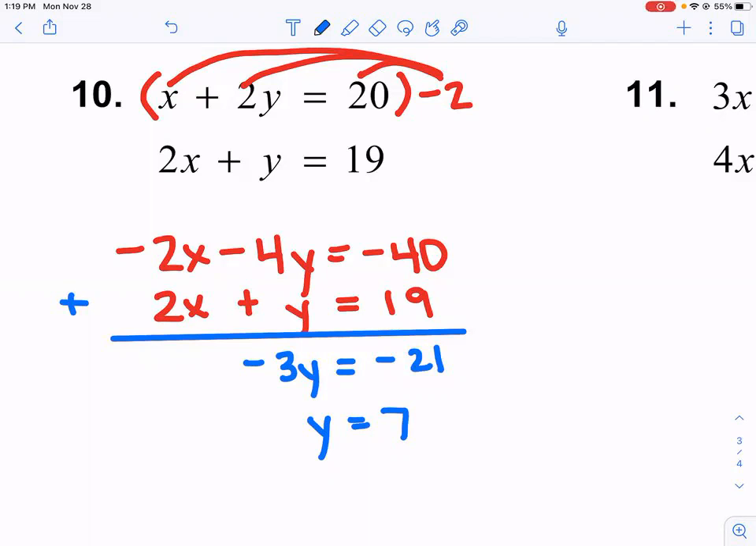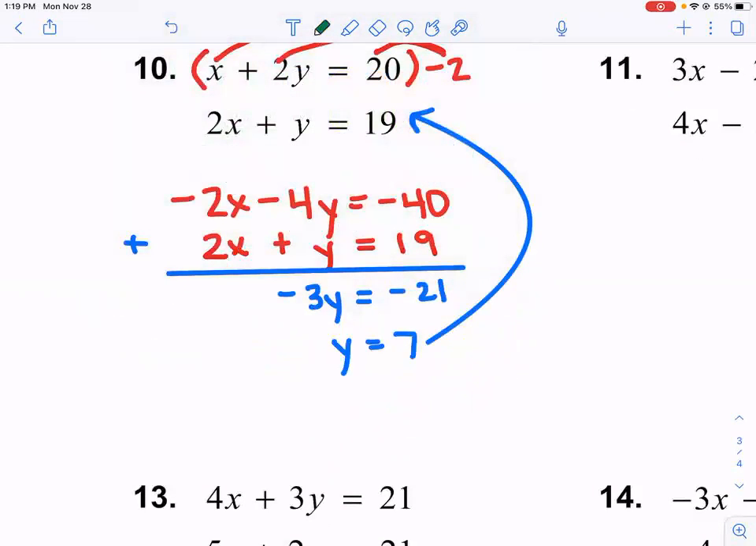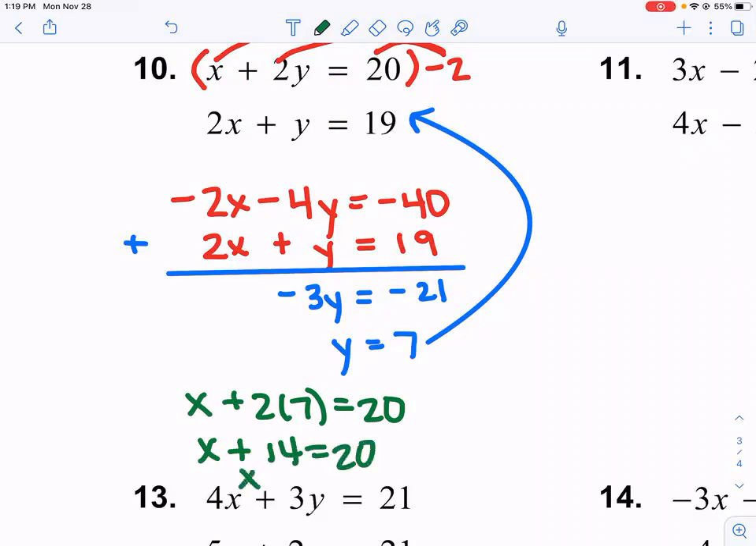Now where should I go? Does it matter? Doesn't matter. I'm going to go to the second one because it's going to be less algebra. No, it's not. The first one's going to be less algebra, isn't it? Yeah. x plus 2y equals 20. What does x equal? 6. Yes.